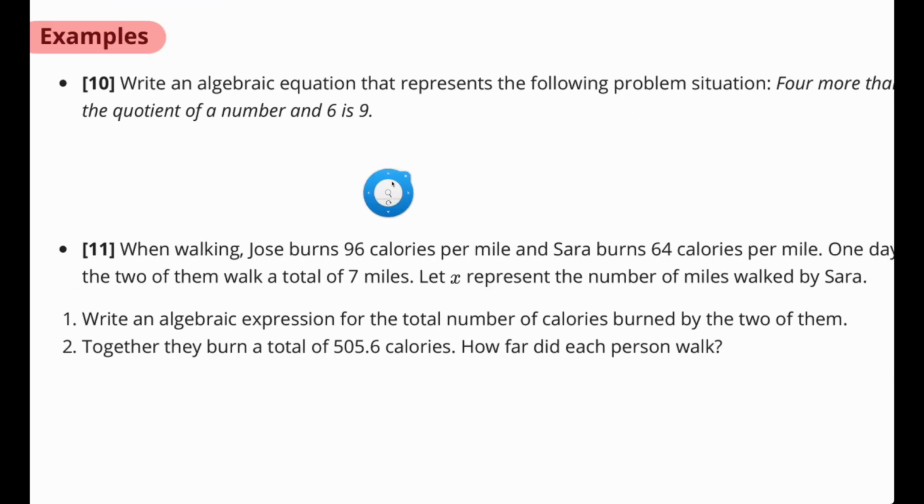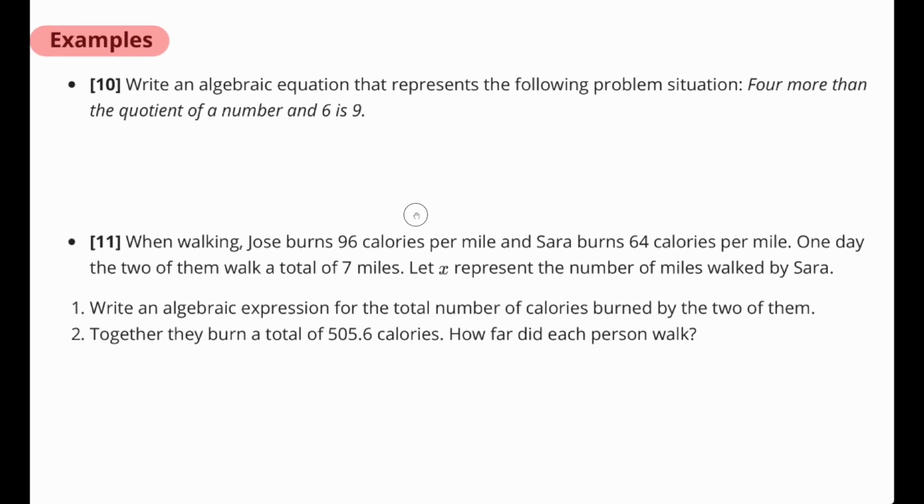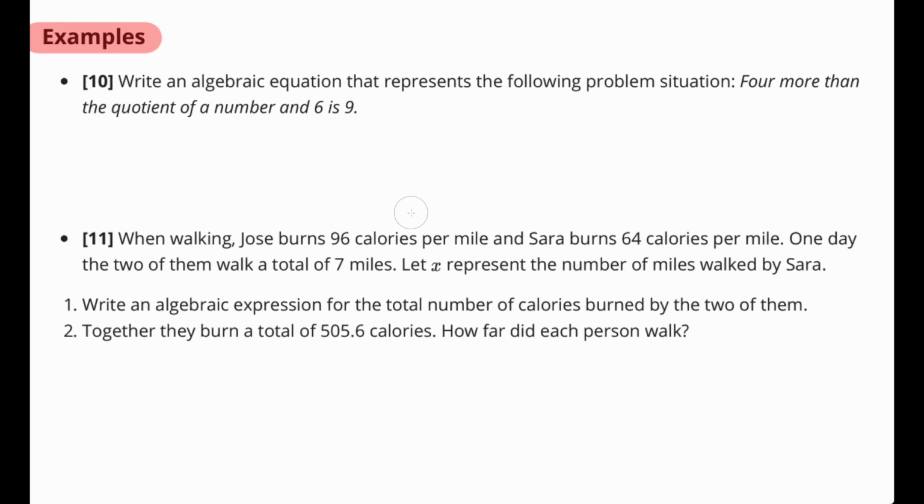It says write an algebraic equation that represents the following problem situation. 4 more than the quotient of a number and 6 is 9. So we're going to try to translate this into math. Now it just says write the equation, so we don't actually need to really solve it, but a lot of times we are going to have to solve it for number 11, for example. But let's move on with this here.